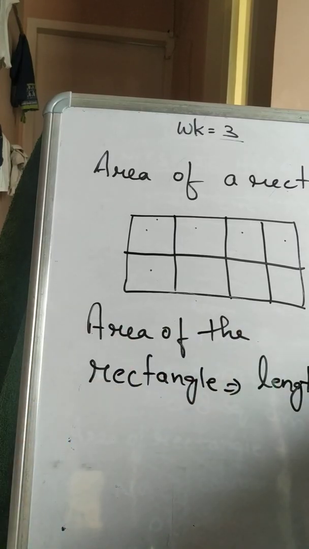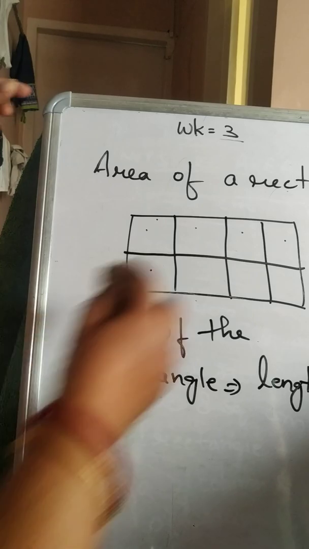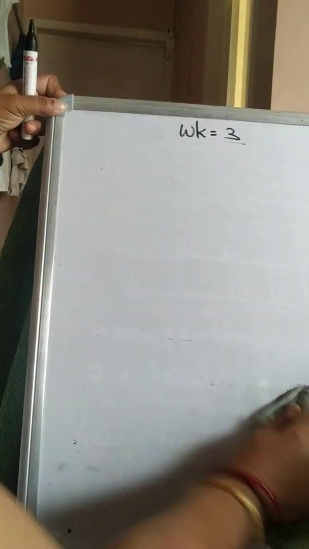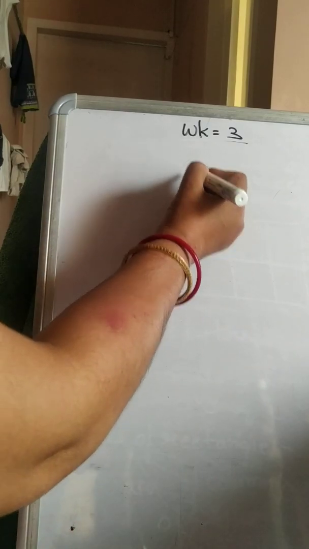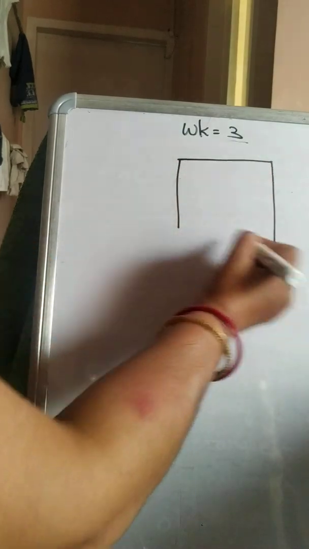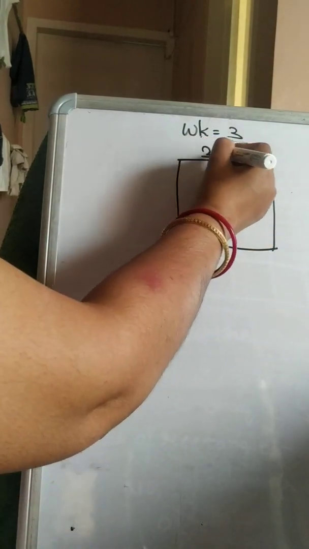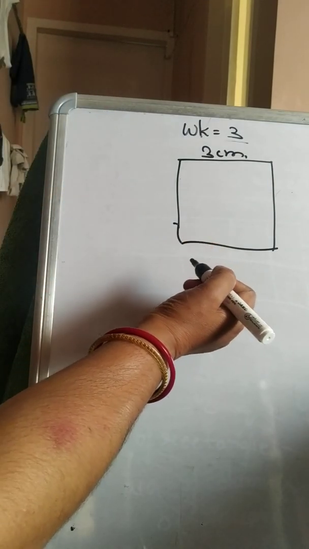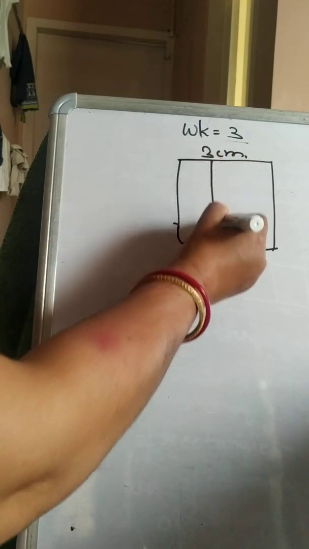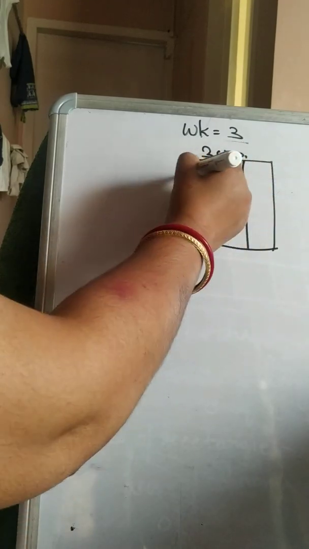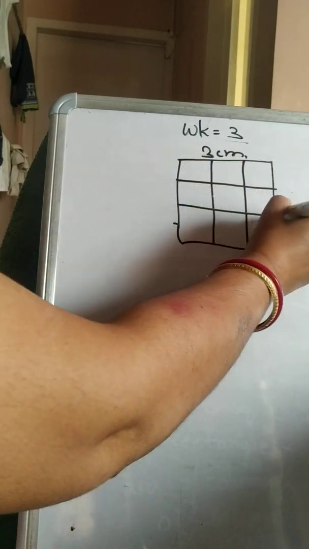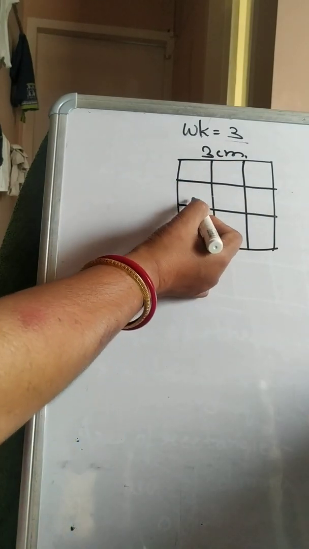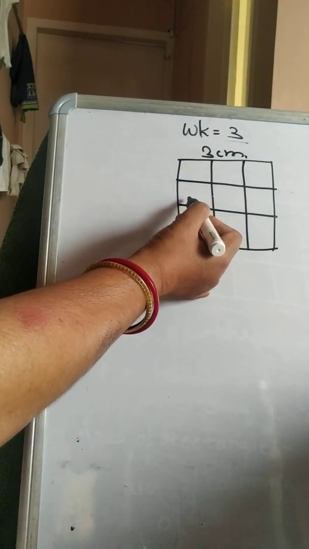Okay. Similarly, we can find the area of the square. Look at this figure where each side is 3 centimeter. Now let us divide into squares. Number of columns are 3 and each column is having 3 squares. Each square's side is 1 centimeter.